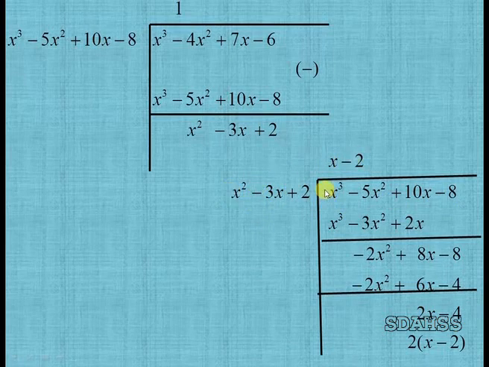Multiply the whole expression by x, so you will get x into x square, x cube, x into minus 3x square, plus 2 into x, 2x. Then change the sign. So here plus is there, so this becomes minus, then cancel. Here minus is there, so this becomes plus, so minus 5 plus 3 you will get minus 2x square, so plus 10x minus 2x you will get 8x. Bring this minus 8 down.